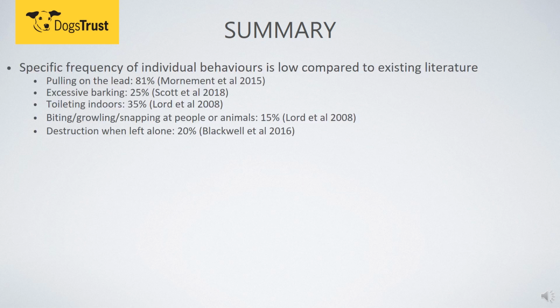So what does this all mean? Well, the proportion of dogs that showed the individual behaviours that I looked at is low compared to existing literature on post-adoption behaviour, especially for the unprompted behaviours: difficulty walking on the lead, excessive barking, and toileting indoors. Biting, snapping, or nipping towards the adopter or household member is consistent with existing literature and was the most commonly reported behaviour in this study at 11% by 14 days.